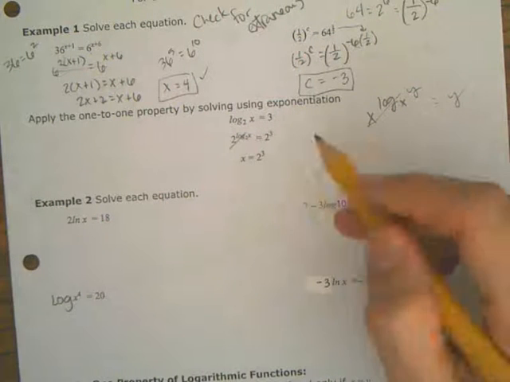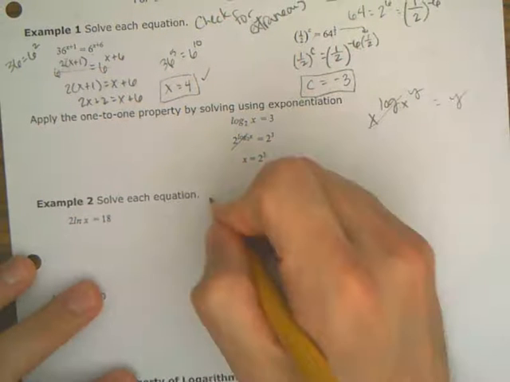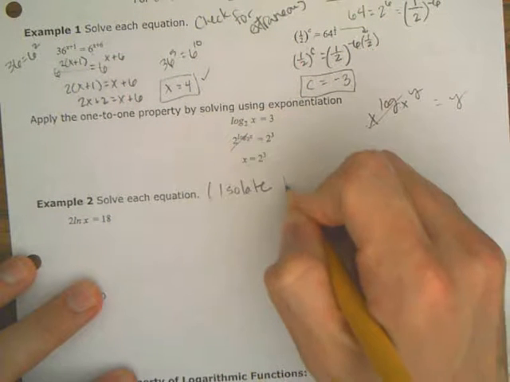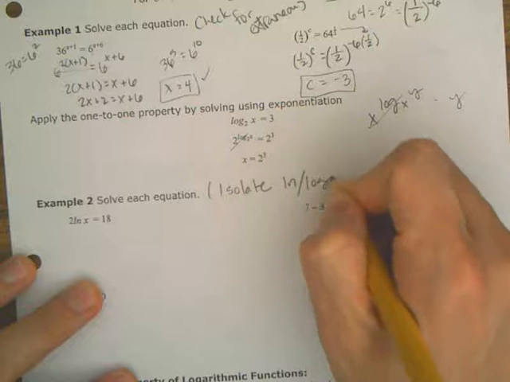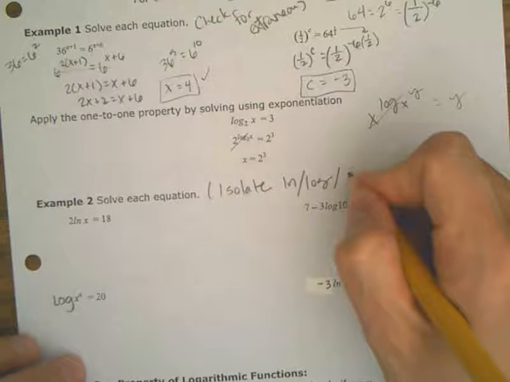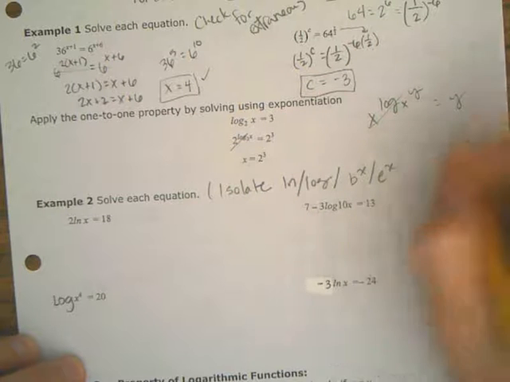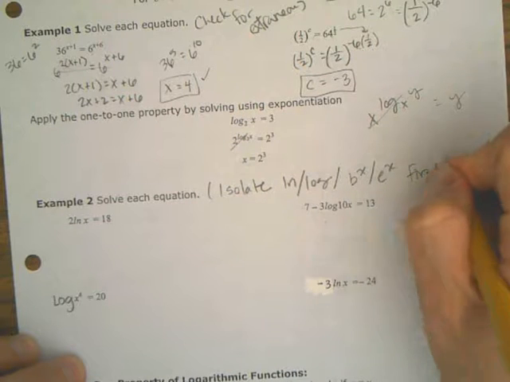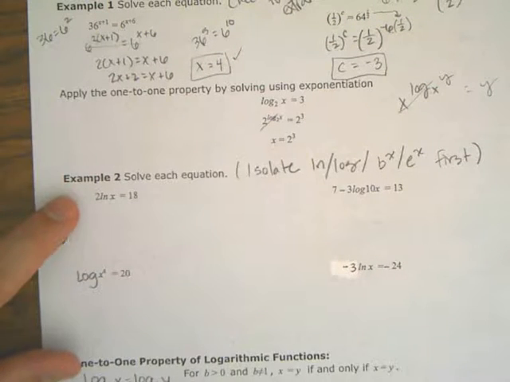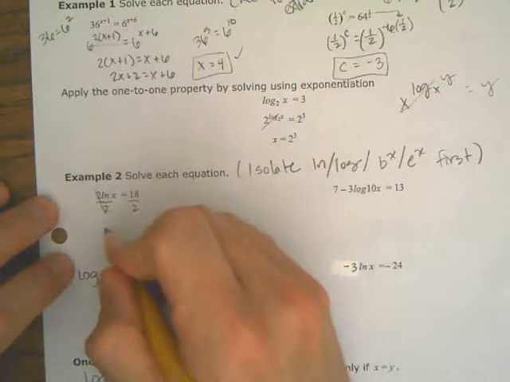So the first key is isolate the natural log or the log or the exponent piece or the natural e piece first. Okay? So like this example, I don't have natural log by itself. I have 2 times the natural log. Divide both sides by 2. Natural log of x equals 9.